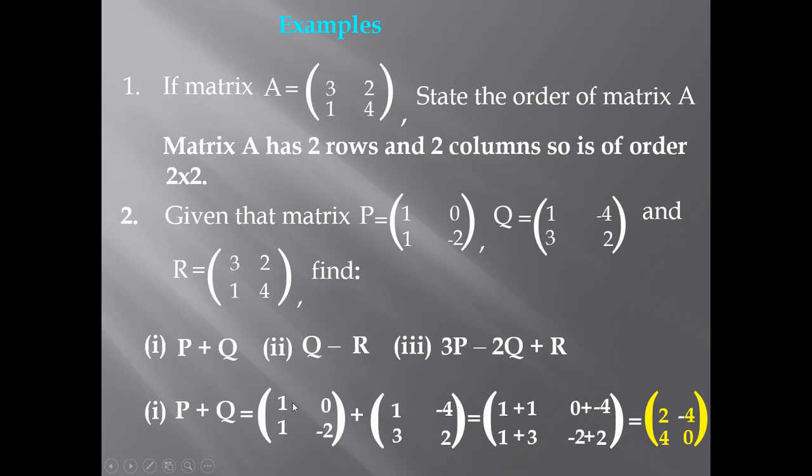So let me repeat the steps. 2 matrices can be added or subtracted together if and only if they have the same order. If it is a 2 by 2 matrix, then you can add it to a 2 by 2 matrix. If it is a 2 by 3, then you can add it to a 2 by 3. If it is a 3 by 3, then you can add it to a 3 by 3. If the orders are different, then there is no way you can add or subtract matrices. That is the first condition.